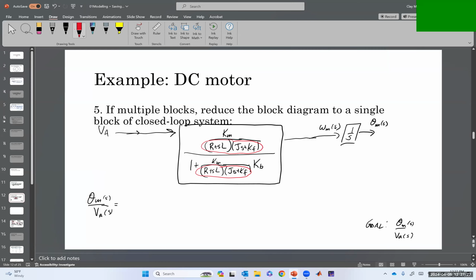Multiply by 1, then both of those red blobs go away, and I get a copy of the red blob here. Okay, so that's what I'm about to do. It's messy to do, but it's kind of easier to say. So that's why I gave you a warning beforehand. So I get Km alone on top, and I get that R plus SL, J s plus KF, where the 1 used to be, and I get Km, KB, and by the way, there's the 1 over S as well. So there's our final answer.